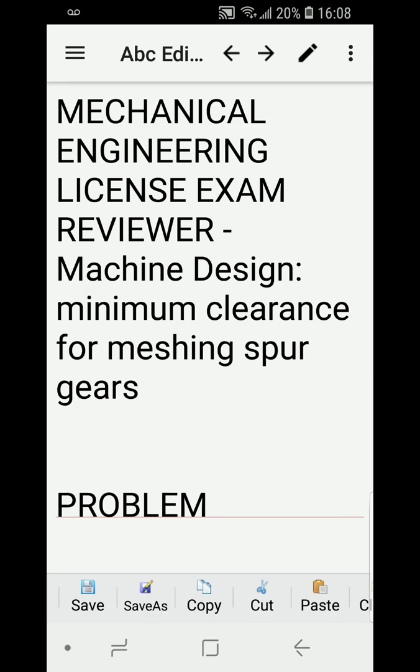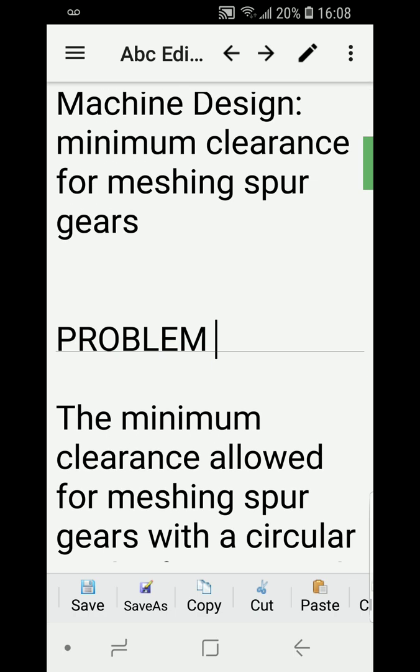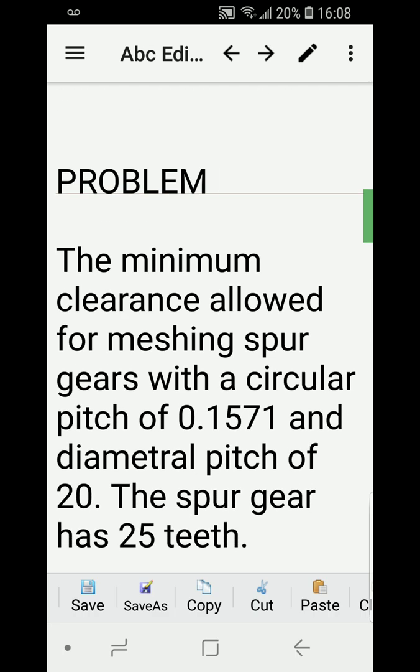Today we're gonna do another mechanical engineering license exam reviewer. Topic is on machine design and the minimum clearance for meshing spur gears. So we have a problem here. And remember, if you have a problem, we have a solution.